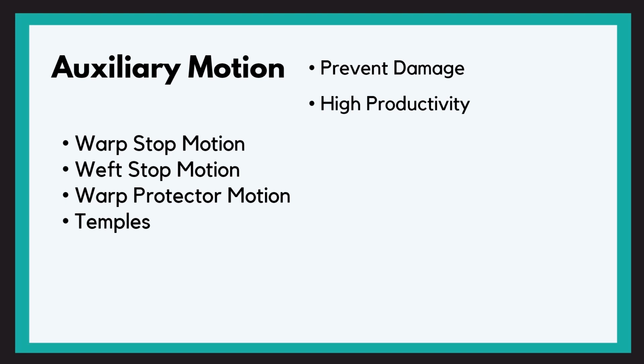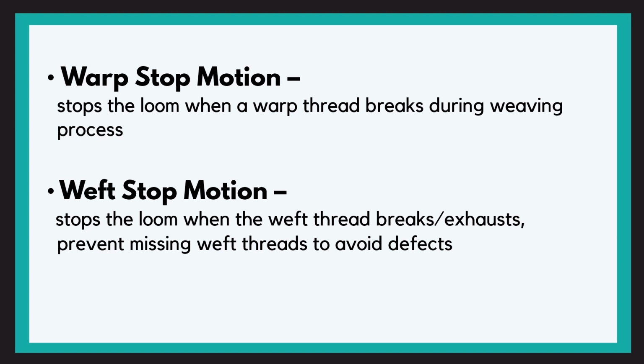So the first one is the warp stop motion. The warp stop motion stops the loom when a warp thread breaks or excessively loosens. Now if the warp yarn breaks, the metal device, that is the drop wire, falls and completes an electrical circuit which stops the loom.